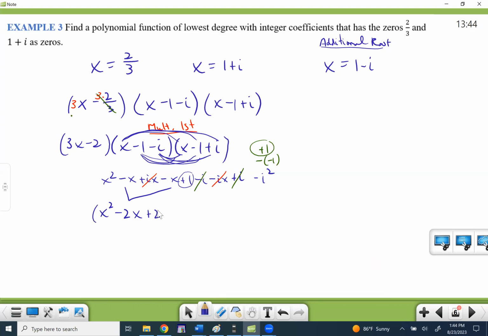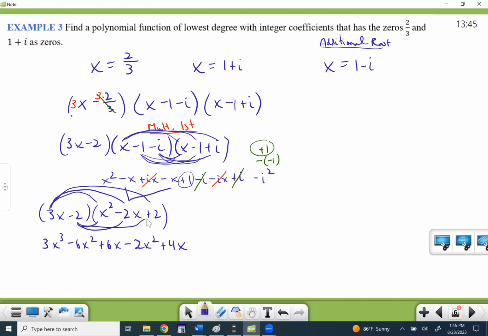Now don't forget, this has to get multiplied by 3x minus 2. So we've got 3x cubed minus 6x squared. I'm going to go more slowly. Plus 6x minus 2x squared plus 4x minus 4. And I'm going to combine like terms.